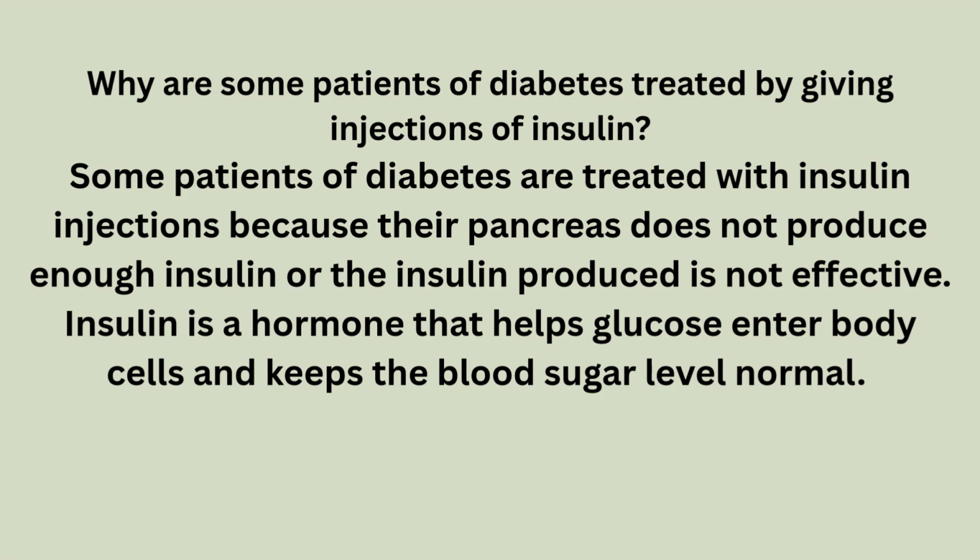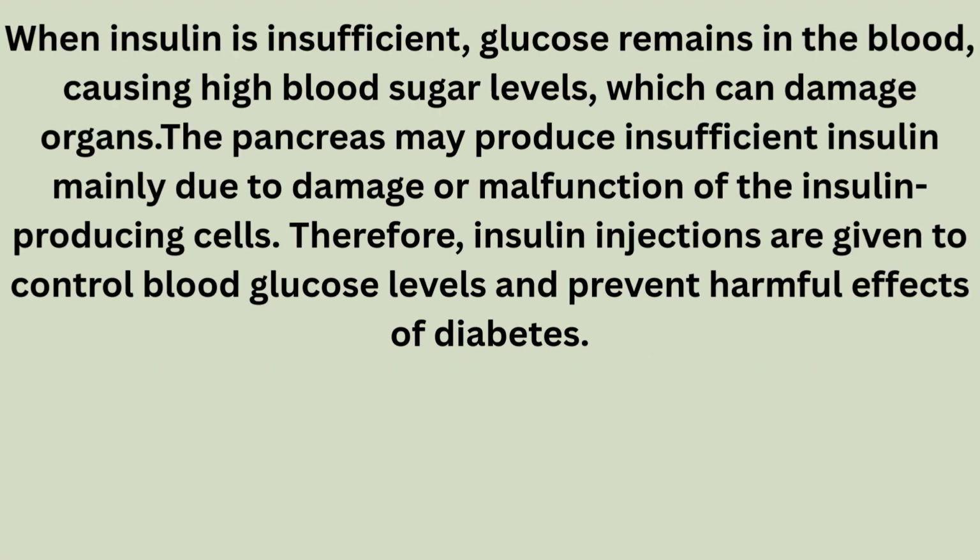Now, why are some patients of diabetes treated by giving injections of insulin? Because their pancreas does not produce enough insulin, or the insulin produced is not effective enough. Insulin is the actual hormone that helps glucose enter the body cells and keep the blood sugar levels normal. When the insulin is insufficient, the glucose remains in the blood, causing high blood sugar levels, which can damage the organs. The pancreas may produce insufficient insulin, mainly due to the damage or malfunction of the insulin producing cells. Therefore, insulin injections are given to control the blood sugar levels and prevent harmful effects of diabetes.